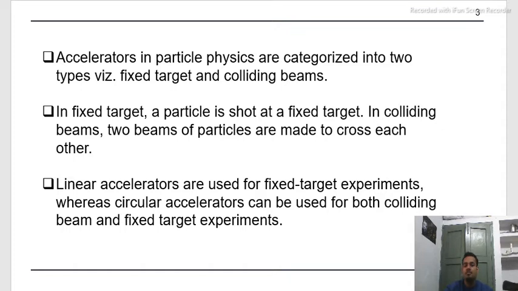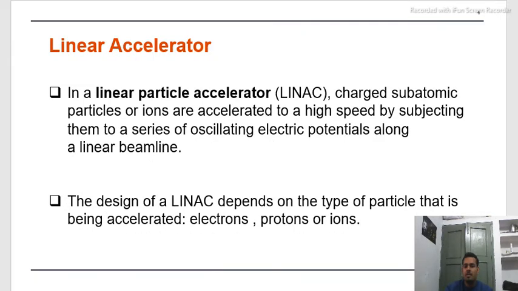In fixed target experiments, a particle is shot at a fixed target, while in colliding beams, two beams of particles are made to cross each other. Linear accelerators are used for fixed target experiments, while circular accelerators can be used for both types of experiments. Now, the linear accelerator.